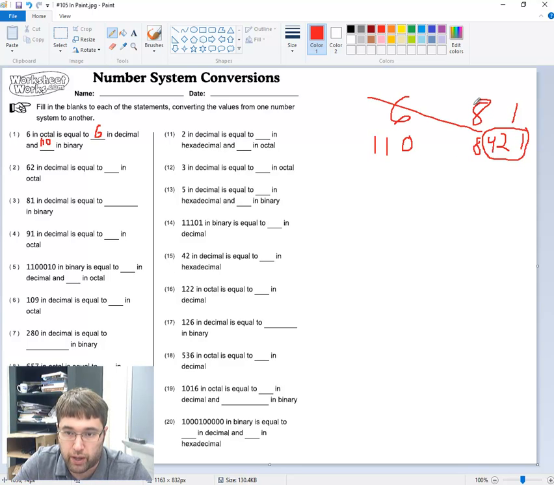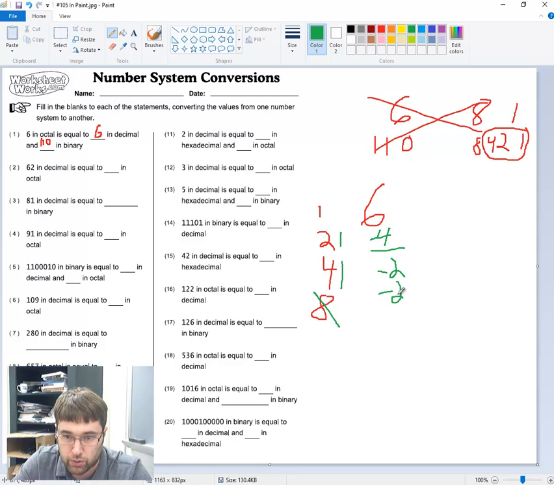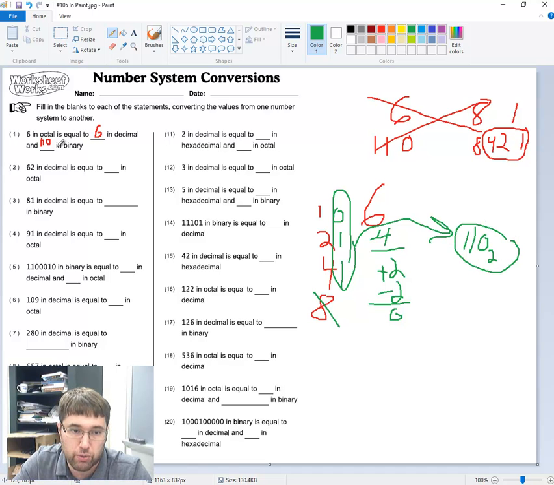If you didn't remember that trick, you could take 6 in decimal and go 1, 2, 4, 8. Does 8 go into 6? No. Does 4? Yes, once. Subtract 4, get 2. Does 2 go into 2? Yes, once. Subtract 2, get 0, and 0 is the remainder. So this is my binary number, which I converted horizontally is 110 base 2. We don't need to write the base 2 in there because it says in binary, so we know it.